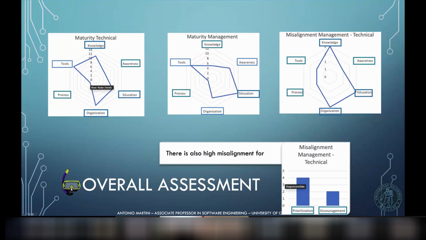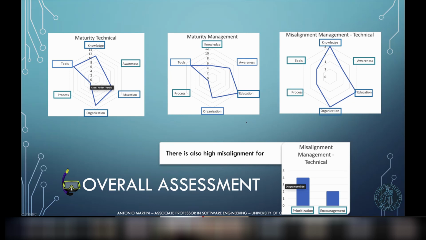So if the managers think they have a way to prioritize, and it's very different from the technical roles, you can see here a big bar. And actually, yes, this can happen. The same for the encouragement, and the same for all the other ones: knowledge, awareness, education, organization, process, and tools.